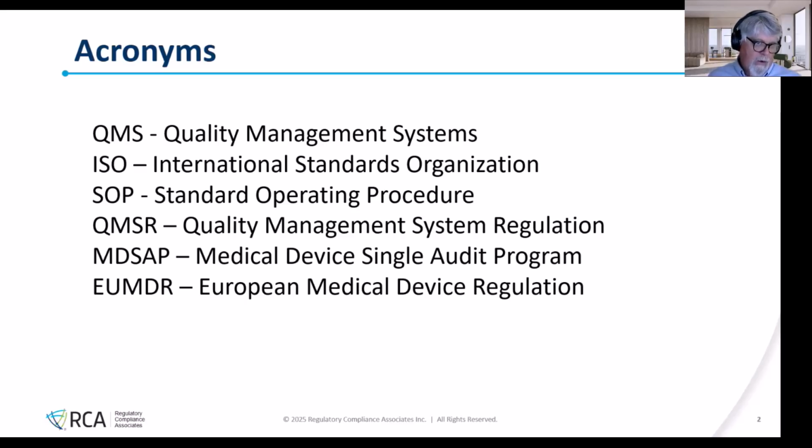Here are just several acronyms. QMS stands for Quality Management System. ISO stands for International Standards Organization. SOP stands for Standard Operating Procedures. And then we get to some of the regulatory stuff. QMSR, new one, Quality Management System Regulation. This is replacing 21 CFR 820, the QSR, Quality System Regulation. And we're in a transitional phase right now, so the QMSR.